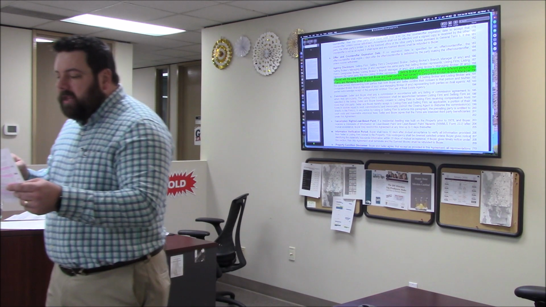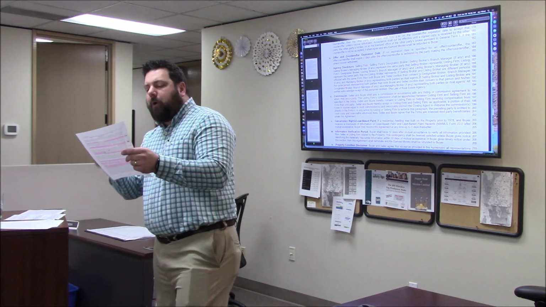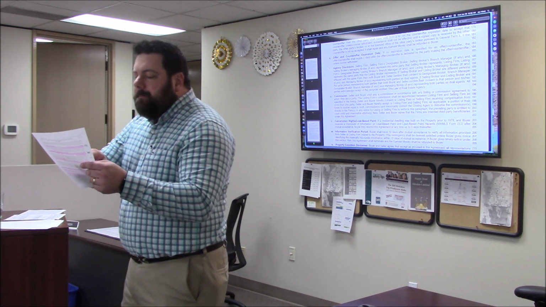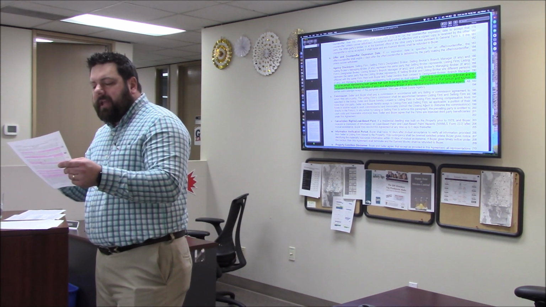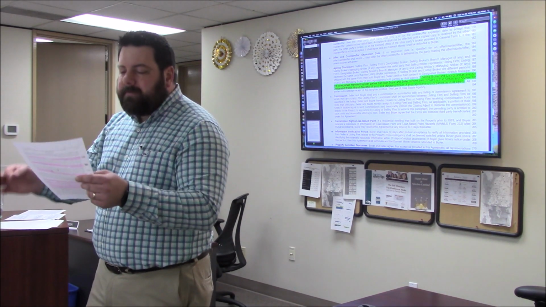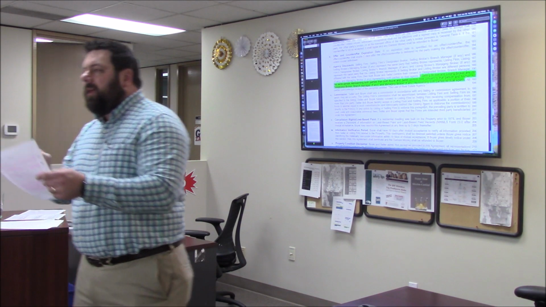Next, it says if selling broker and listing broker are the same person representing both parties, then both buyer and seller confirm their consent to that person, his or her designated broker, branch manager, if any, managing broker, if any, representing both parties as dual agents.